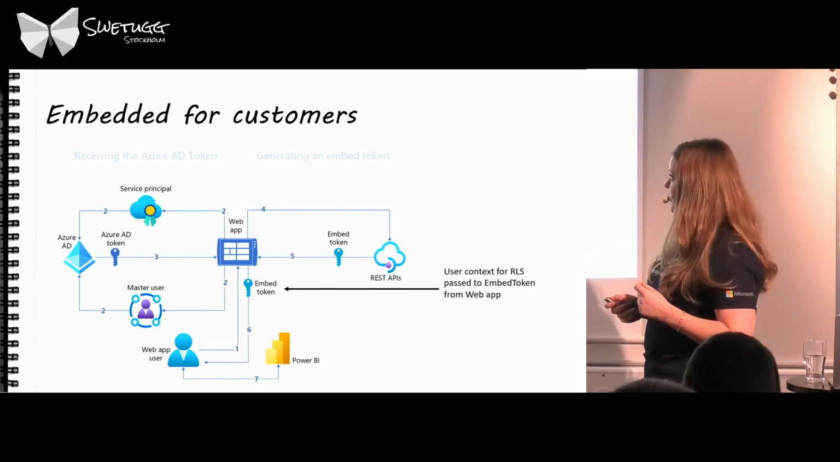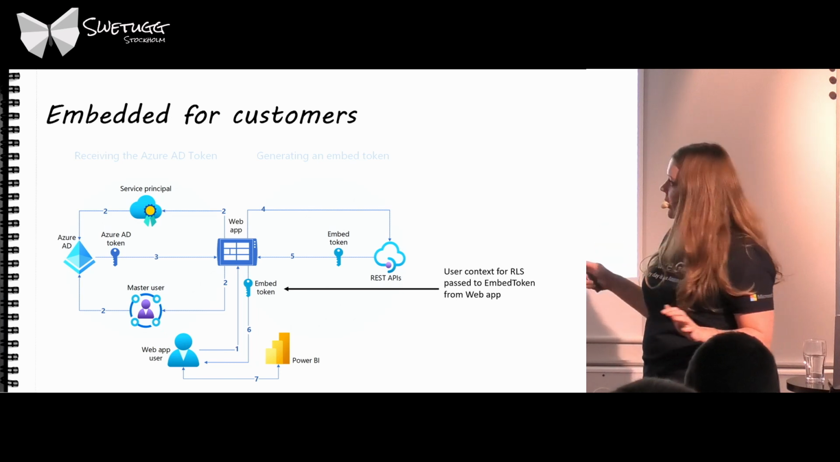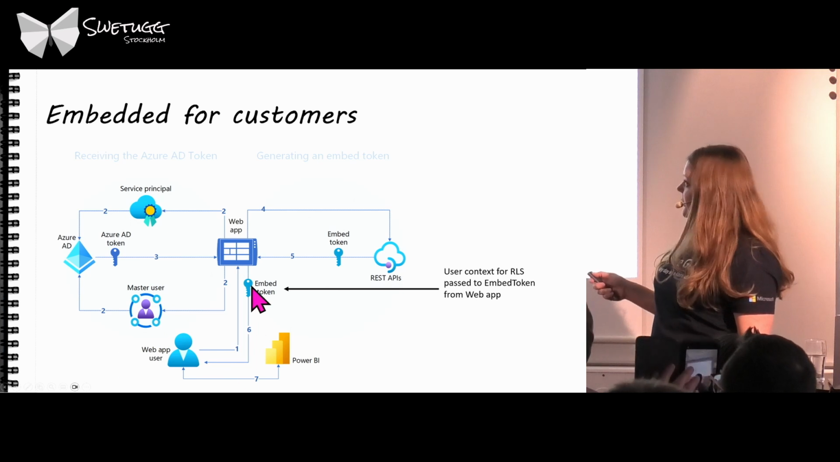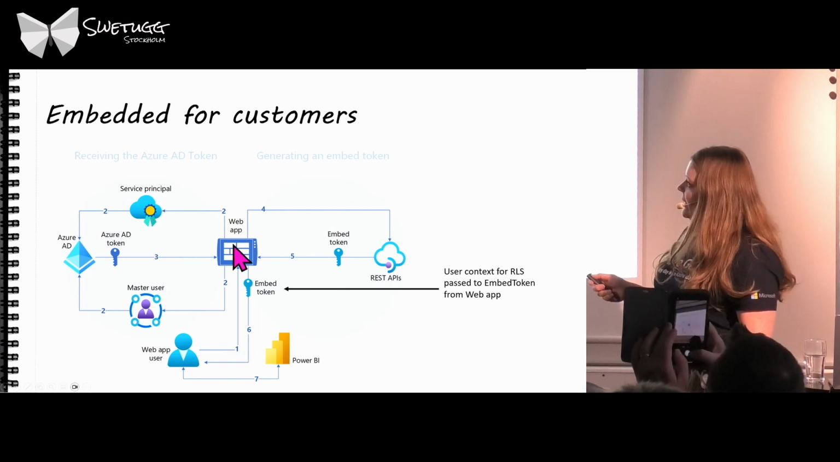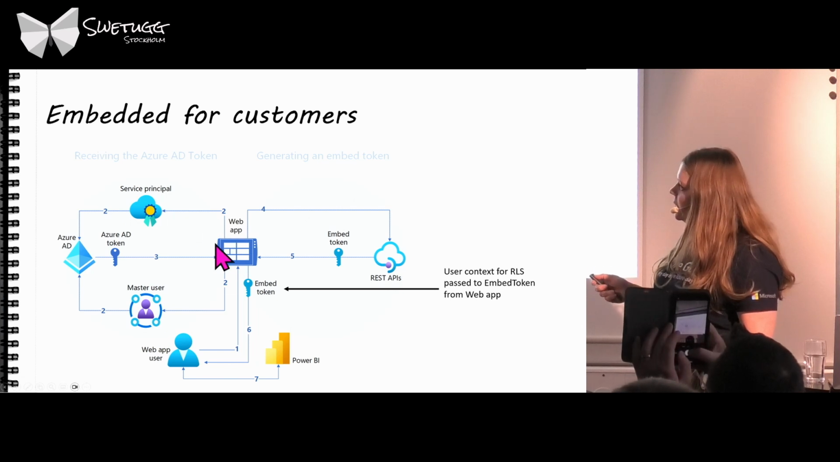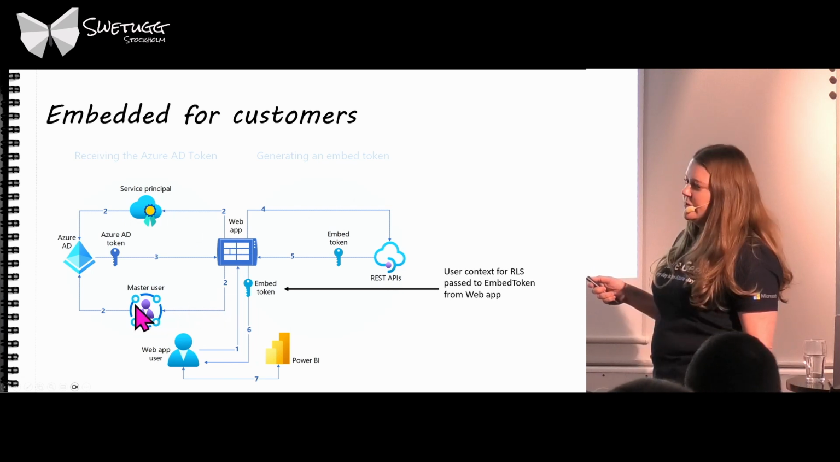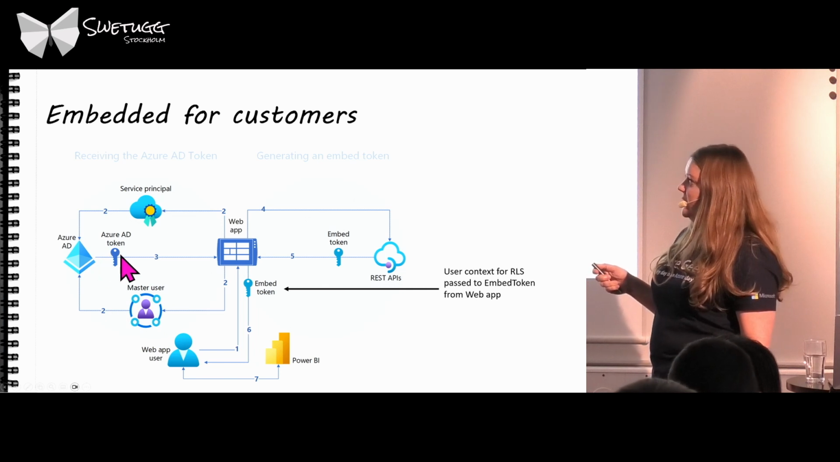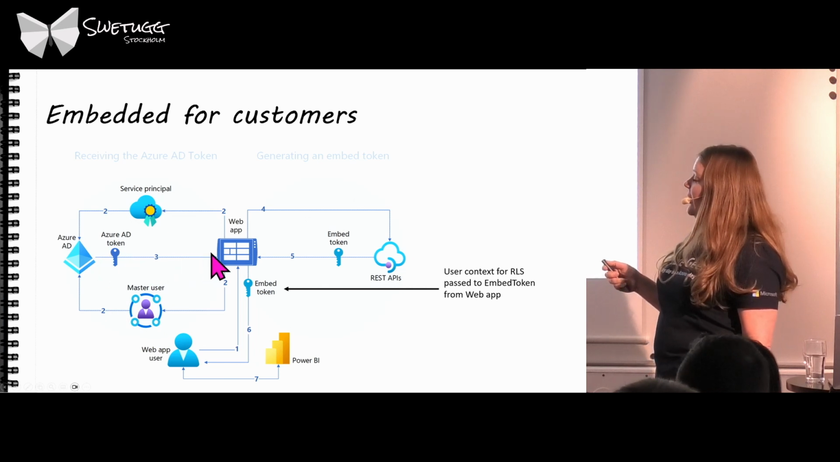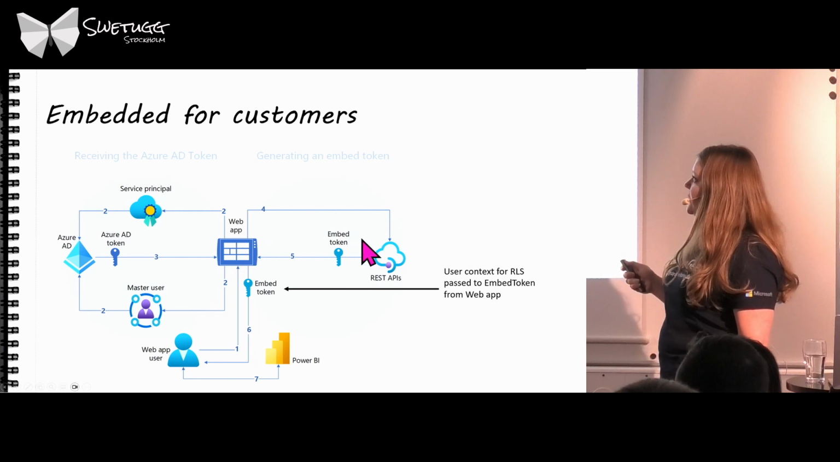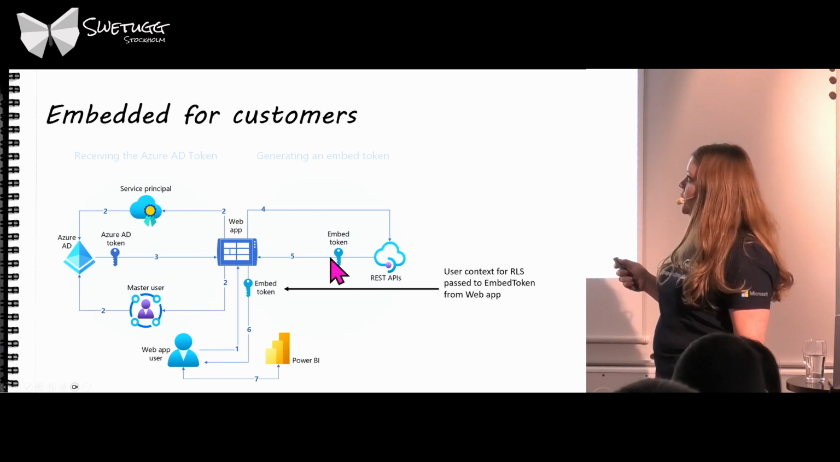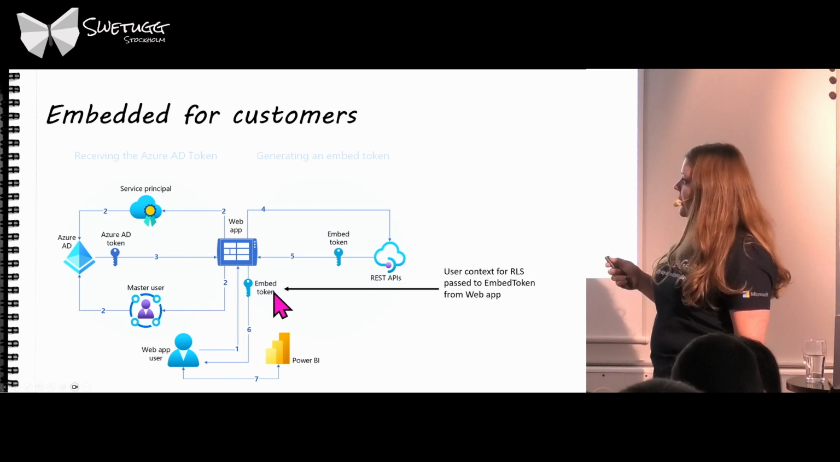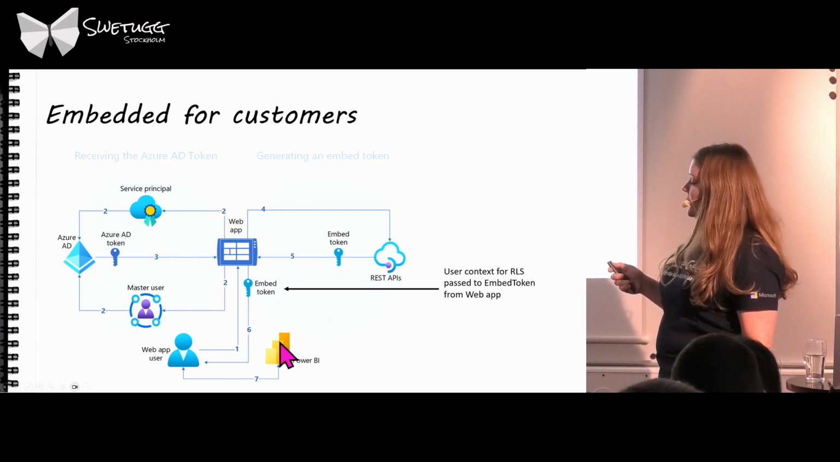they are logged in with some other authentication method, which is developed in your application, doesn't matter which one. They log into your web application, and then you use a service principal or master user account to go to Azure Active Directory, get an Azure Active Directory token, and then you use it to get an embed token, which in turn is used to access Power BI content.